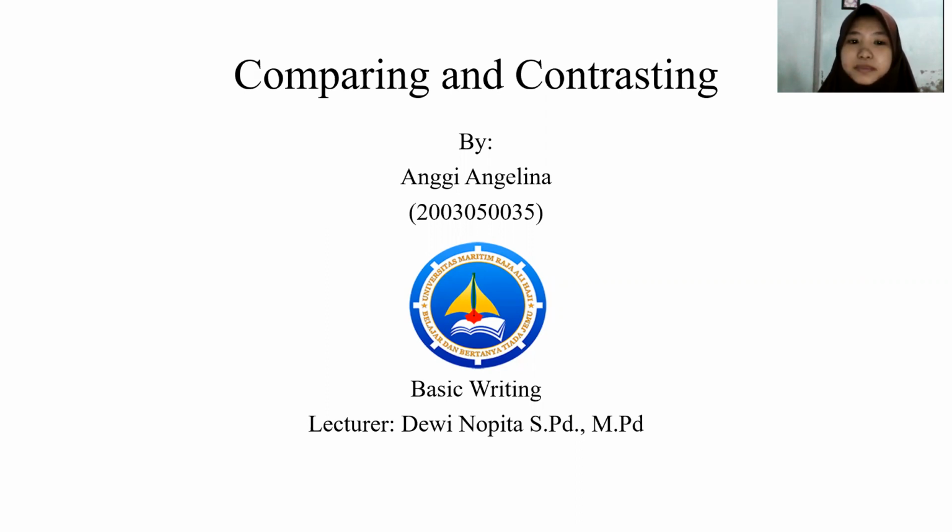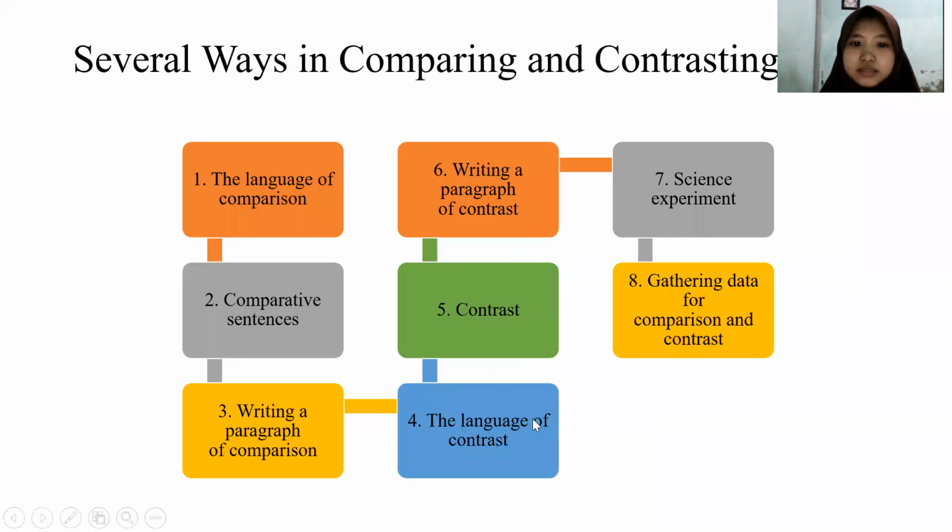In this opportunity, I would like to present and explain to you about comparing and contrasting. These are several ways of comparing and contrasting. Number 1 is the language of comparison. Number 2, comparative sentences. Number 3, writing a paragraph of comparison. Number 4, the language of contrast. Number 5 is contrast. Number 6 is writing a paragraph of contrast. Number 7 is science experiment. And the last one is gathering data for comparison and contrast.